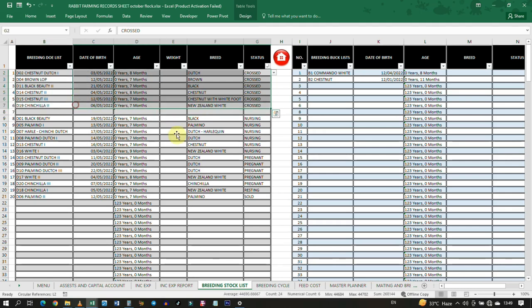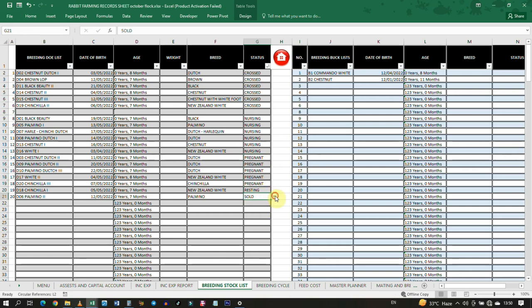Okay. Then you come to those who are nursing. To even know the number, you can as well do this. You can just select here, and then you have again the count says that 6 have been crossed. And then how many are nursing? You can see here 6 are nursing. Then how many are pregnant? You've confirmed pregnancy, which we shall look at in the daily records or the mating records. So when you confirm pregnancy too, you also include it. And then the rest and then the sold.